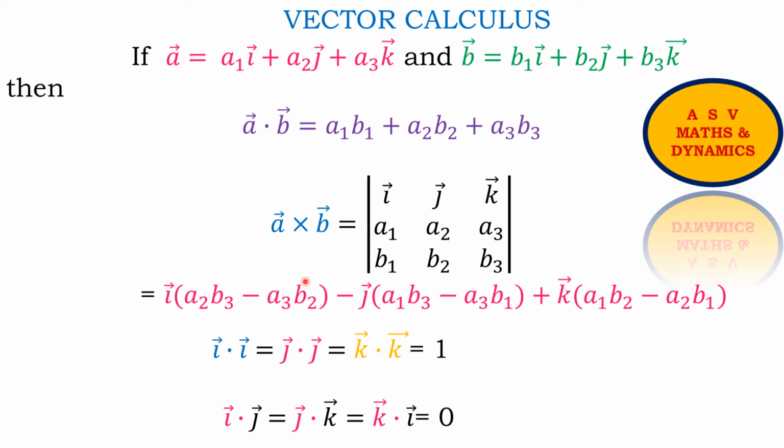Already I told you how to operate with i, j, k. I have given: i vector dot i vector is equal to 1, j vector dot j vector is equal to 1, k vector dot k vector is equal to 1. When you take the dot product of the same vector, you get the value 1. But for different vectors, i dot j is 0, j dot k is 0, and k dot i is always 0.